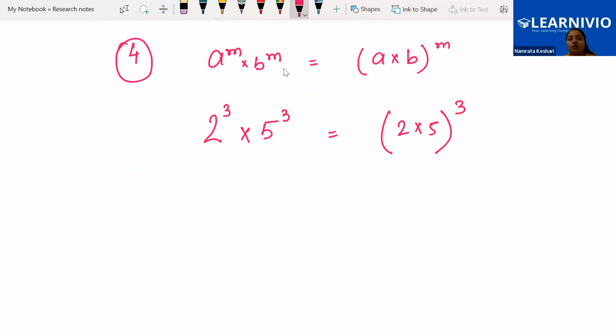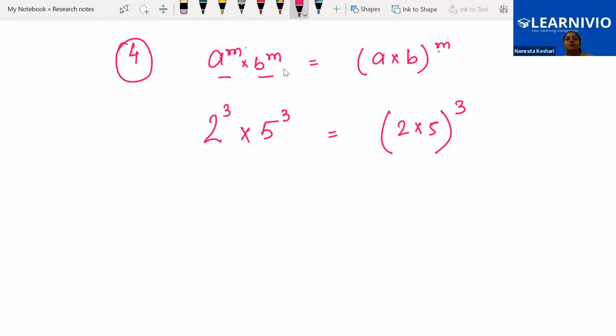This is what we are doing: the exponent is common for both the numbers, so we are writing it by giving the bracket, that this exponent is for both the terms. So a is there, b is there. The way we take the common factor, same way you can understand over here, that we are just writing the common exponent by writing the bracket.